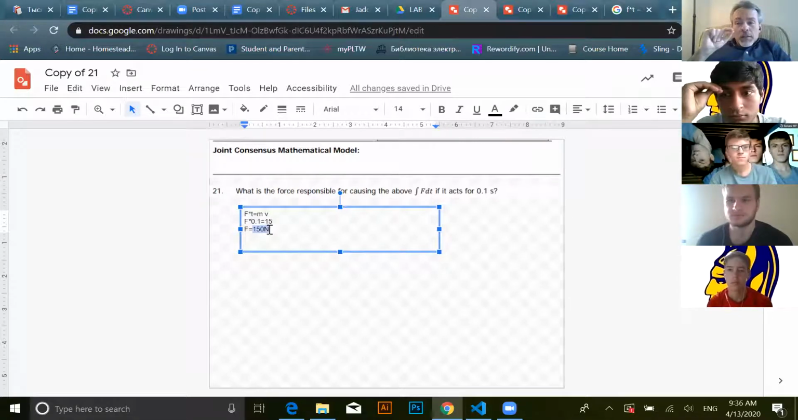I have one slight thing I need to add, and that is because it's a vector, we need a direction. And it would be the same direction as the change of momentum. So it's to the left. So it's 150 newtons to the left.